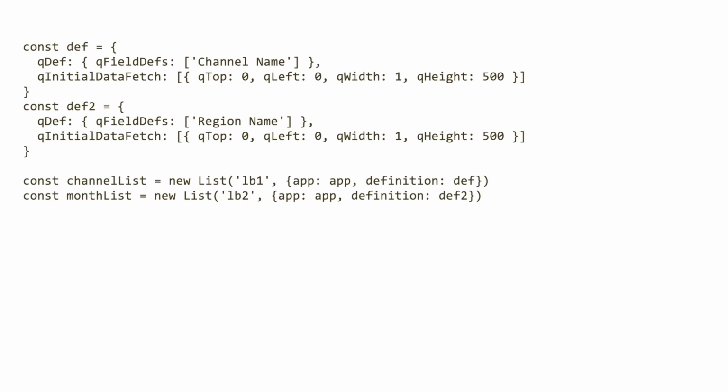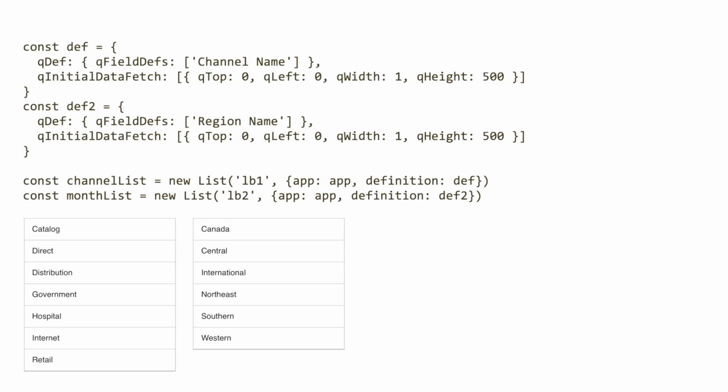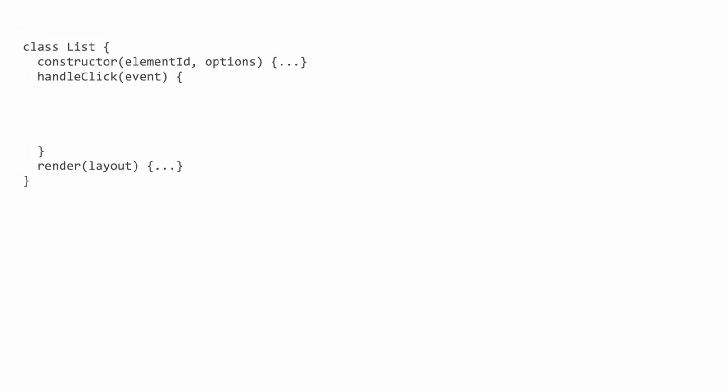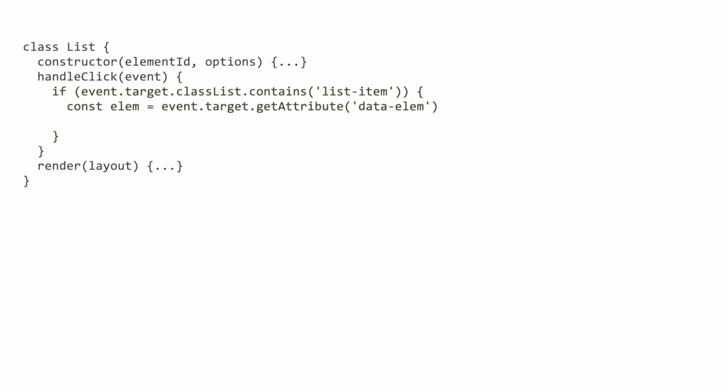If we now create a couple of new instances of our list class, we can see our lists rendered on the page. However, they aren't interactive yet. To finish the class, we can add some code to the handleClick method, which firstly checks the event parameter to see if the clicked element contains the list-item class. If it does, we can use the HTML element's getAttribute method to get the value of the data-element attribute we added earlier, which, as we mentioned earlier, is the unique identifier of a given value in a field. As such, it's ideal to use for making selections.